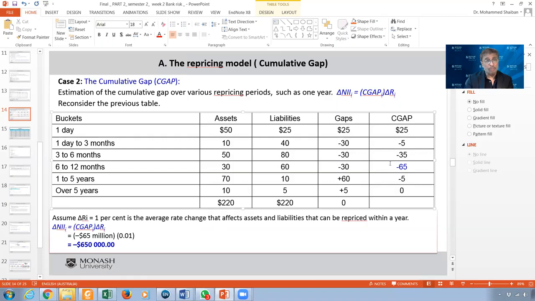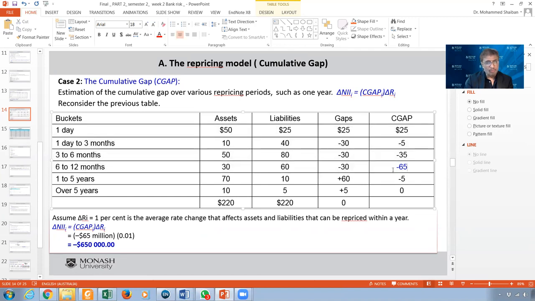Up to 1 year, you will find it minus 65, because you will add all of those. And then you can add this 65 minus 60, so minus 5. Anyways, now if the interest rate increases by 1 and you want to get the repricing within 1 year, which is all of those up to here, the gap is minus 65.